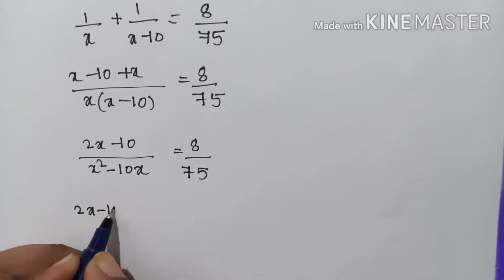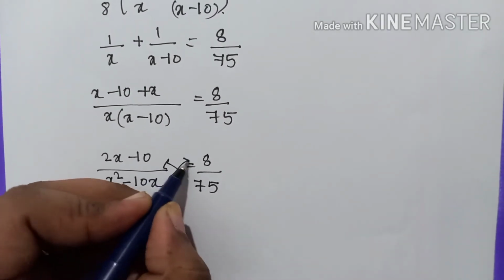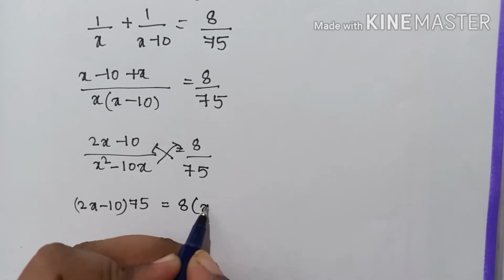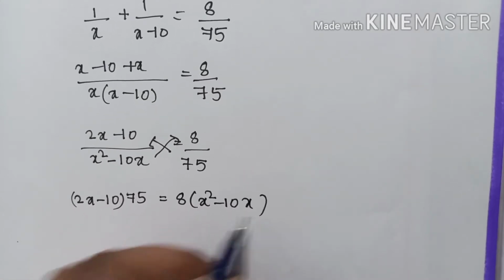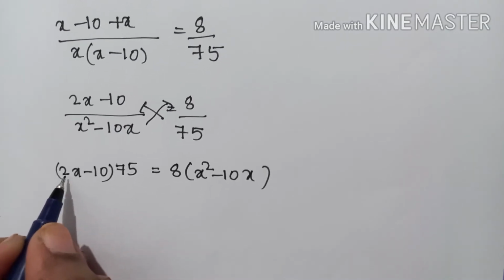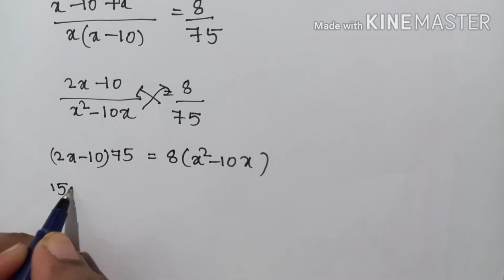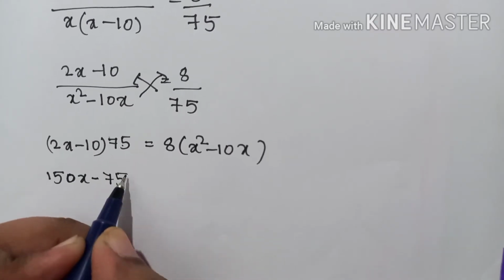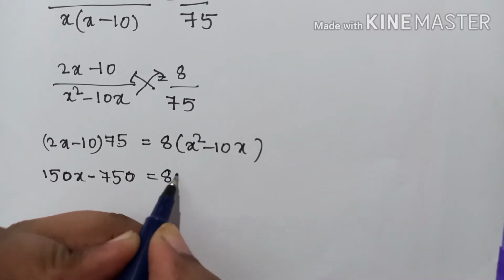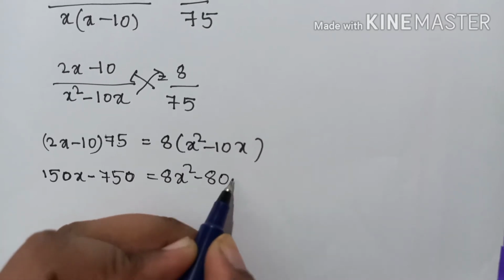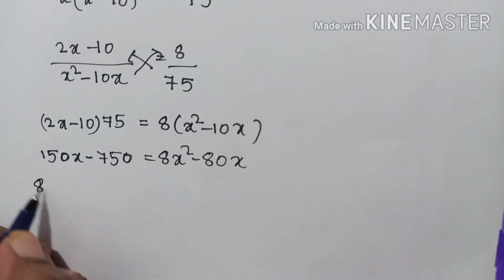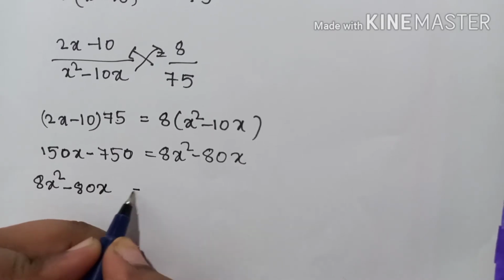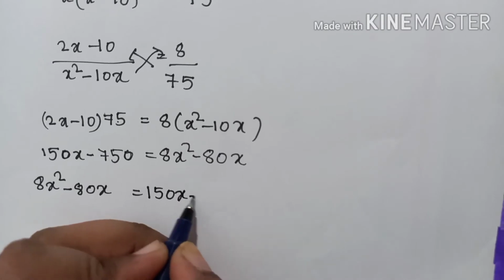Now by cross multiplying, 2x minus 10 into 75 equals 8 into x square minus 10x. That is 2x into 75, which gives us 150x, minus 10 into 75, which is minus 750, equals 8x square minus 80x. So here 8x square minus 80x equals 150x minus 750.